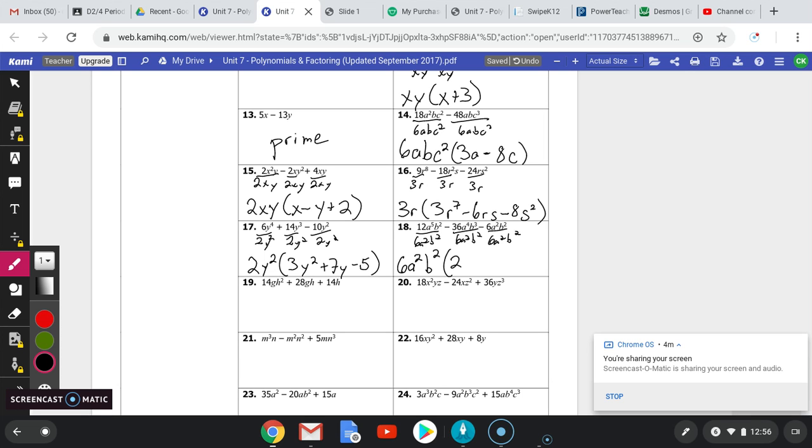Twelve divided by 6 is 2. A to the 5th divided by a squared is a cubed. B squares cancel. Next one, 36 divided by 6 is 6. A to the 4th divided by a squared is a squared. B cubed divided by b squared is b. And the next one, everything cancels out, so I'm left with minus 1.